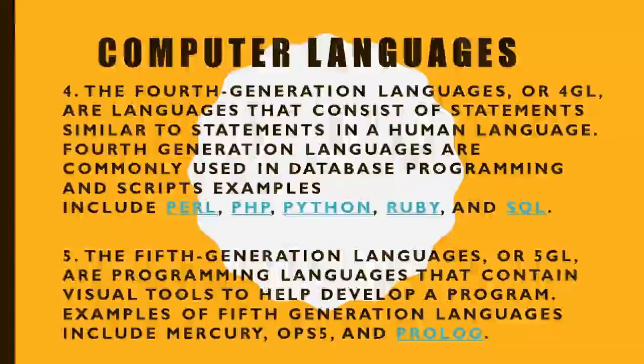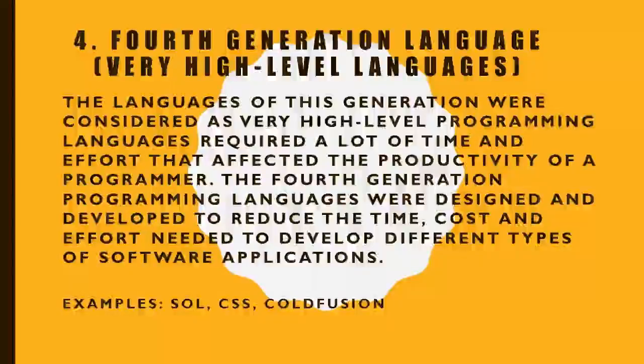Hello everyone. In this video, we are going to talk about the fourth generation programming language and the fifth generation programming language. Okay. So when we talk about the fourth generation programming language, it is also called the very high level programming language, or in short, you can also call it 4GL. This language is very close to human language, that a human can understand.